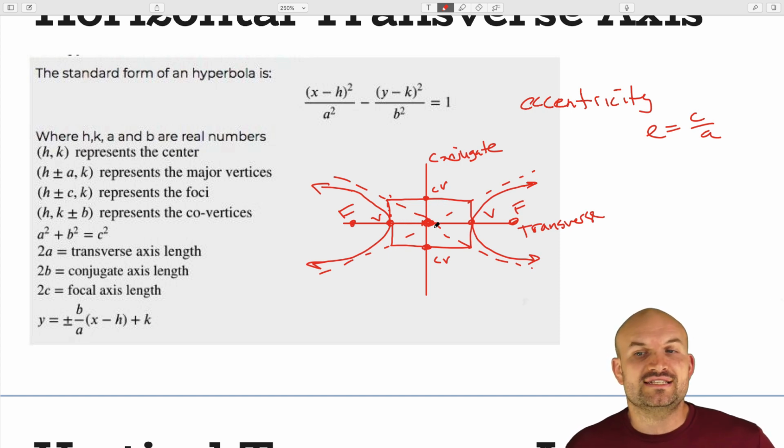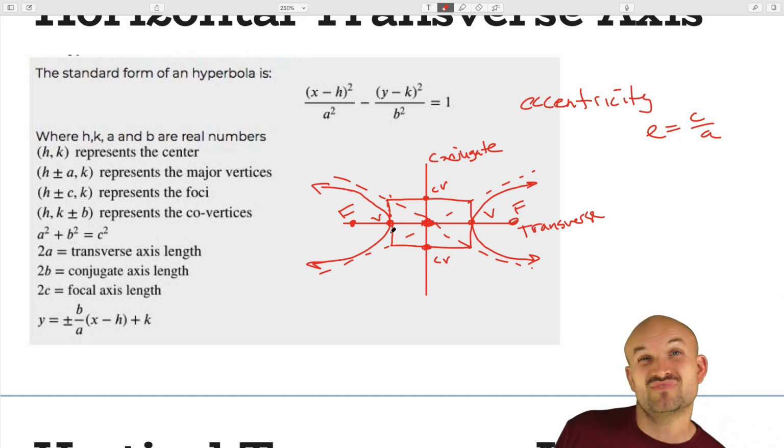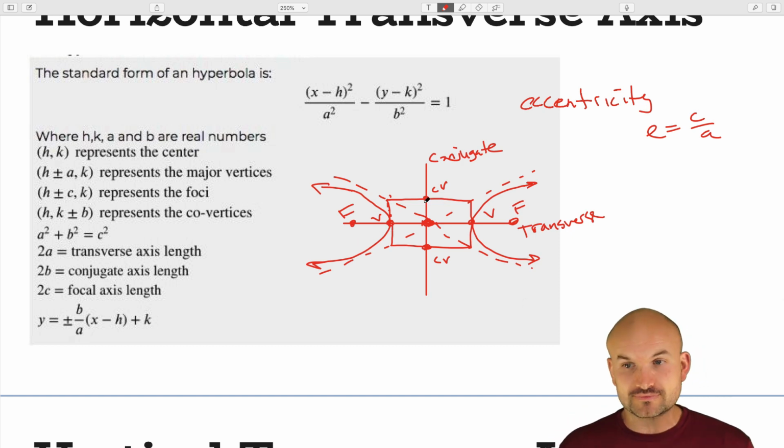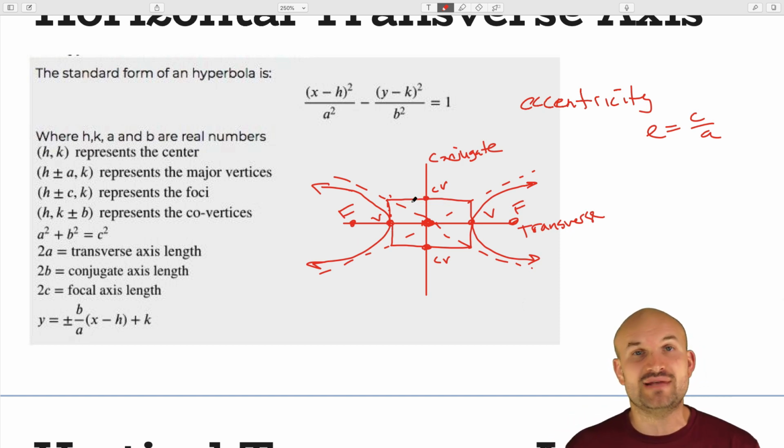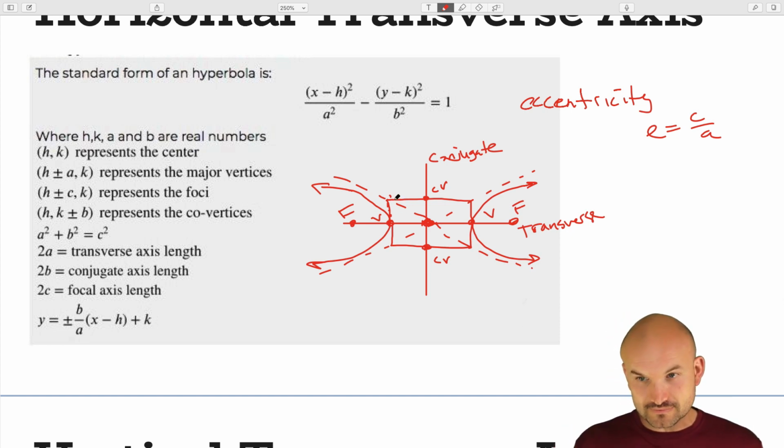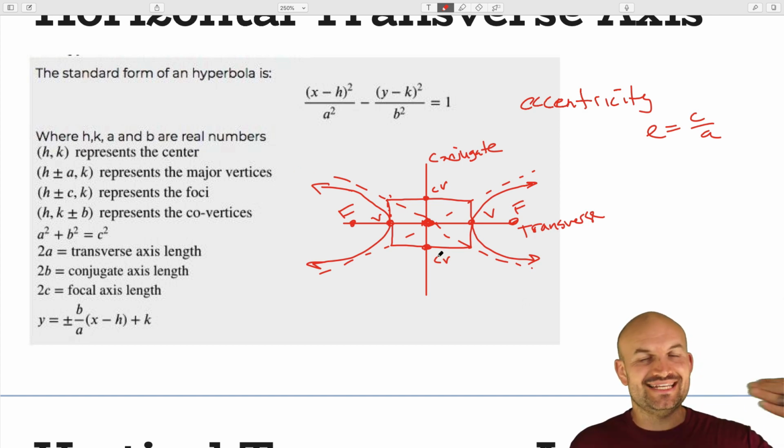Now, the co-vertices are not really as important here as they were on the ellipse, because you can see that the co-vertices actually do not lie on the hyperbola at all. They're just going to be dots. Now, I wouldn't say they're irrelevant. I'm not going to have my students find them because obviously it's just the opposite direction. But the important thing is if you draw a box with the vertices and the co-vertices, and then you connect corner to corner, that's actually going to be the asymptotes of the hyperbola. So if you did need to graph the hyperbola, then that's what I'd want to do.